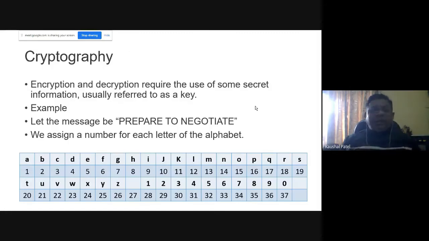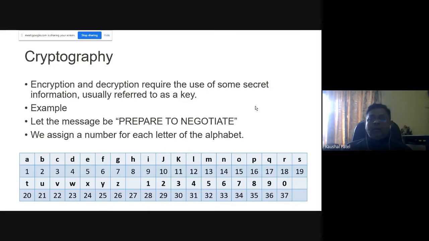Now, another nice application of linear algebra is cryptography. In number theory, we can use linear algebra because a message is encoded and decoded, and at that point linear algebra is very useful. Encryption and decryption require the use of some secret information, usually referred to as a key. For example, suppose I want to convert a message into encrypted form and then decrypt it with a particular code. Here is one string, and that string can be converted into encrypted form. So we can assign a number to each letter of the alphabet.